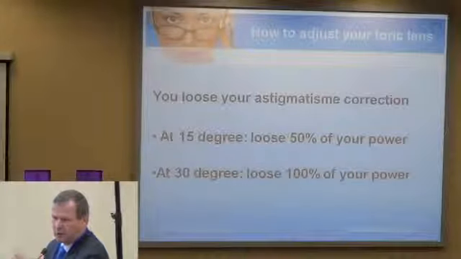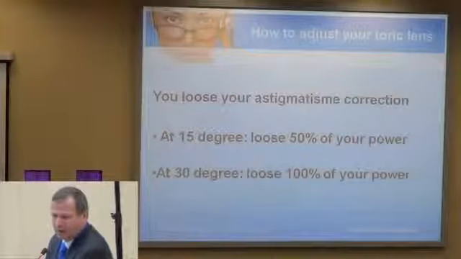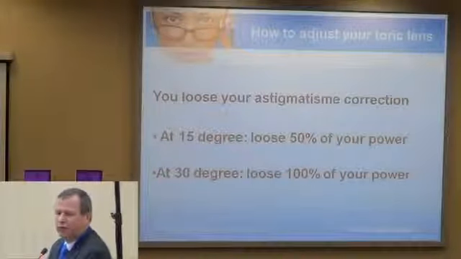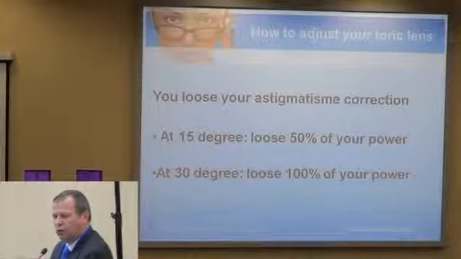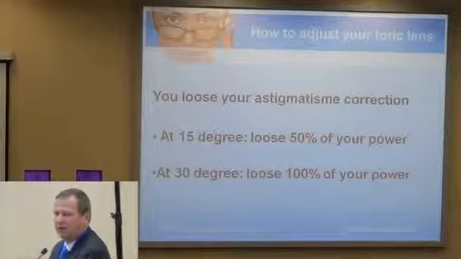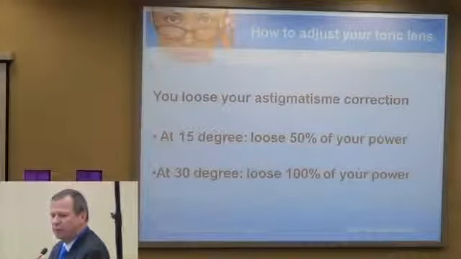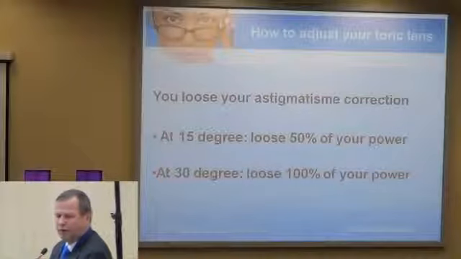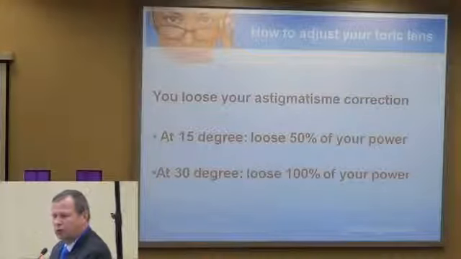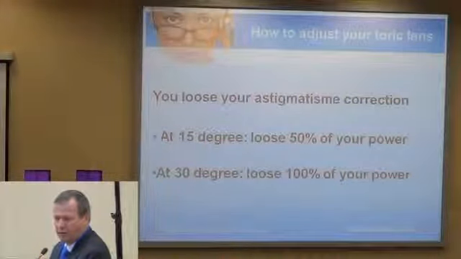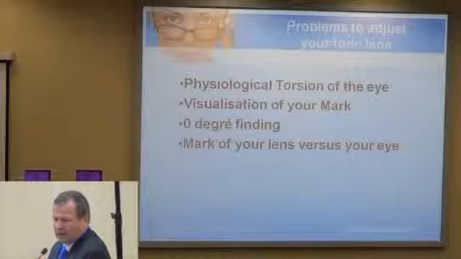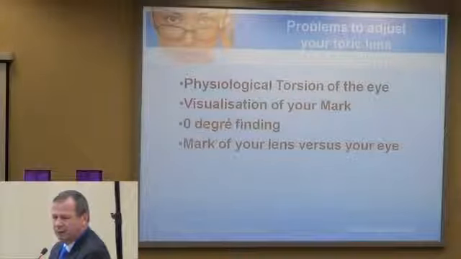So I will just go very quick. If you want to adjust your toric lenses: if you are off by 15 degrees, you lose 50% of your power. If you are off by 30 degrees, you lose 100% of the power of the astigmatism correction. And to mark the astigmatism, it's very important to have a simple and very cheap system.